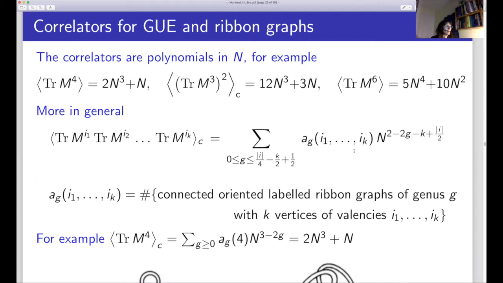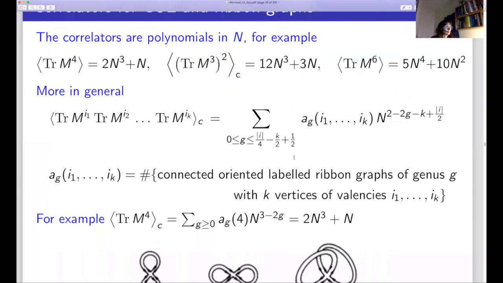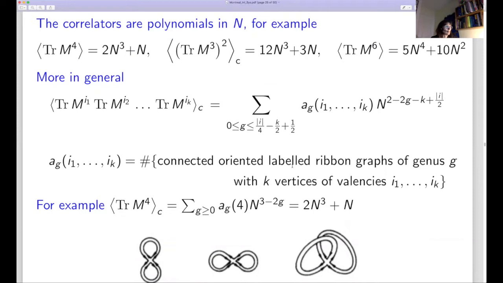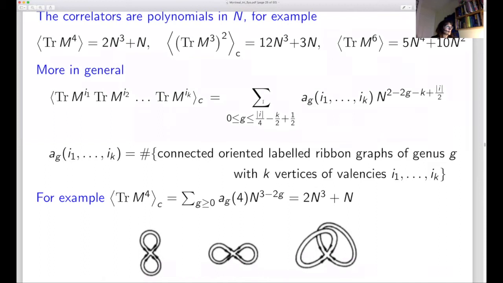And so let me explain what this number is. This number is the number of connected oriented labeled ribbon graphs of genus g with k vertices, which is this k here, and vertices i1, ..., ik. Okay, so let's apply this rule to the trace of M to the fourth. And in this case, the result is written here.